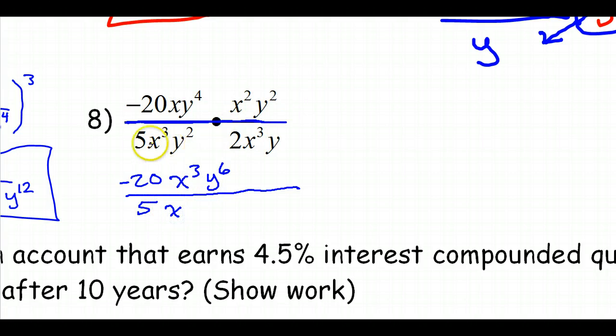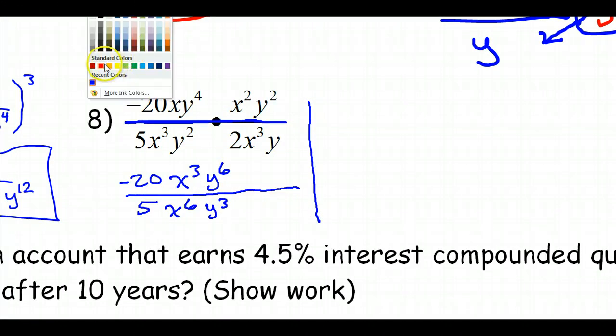In the denominator, we have x to the third power, x to the third power. That's x to the sixth power. And here we have 2 y's and an extra y, so that'll be 3 y's. So collect it all together first. Now we can go ahead and simplify everything.